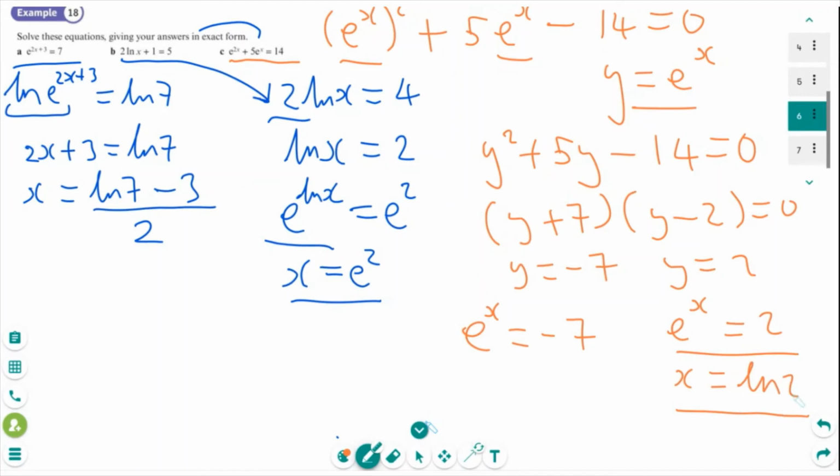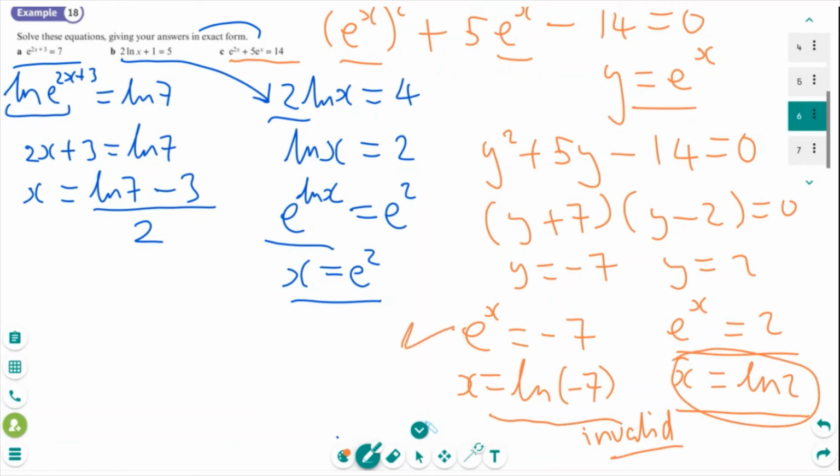For the other one, if you try to do x equals ln of minus 7, you'll get a problem, because you can't take logs of a negative value. So that would be invalid. So the equation only has one solution. Remember, if you think about the graph of e to the x, it is always positive, so it cannot be negative. So you only get one solution, from e to the x equals 2.